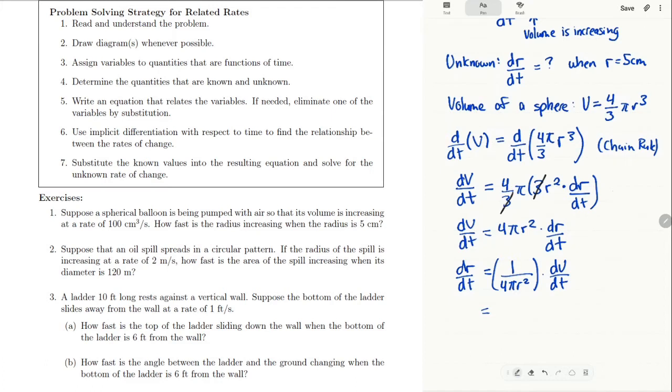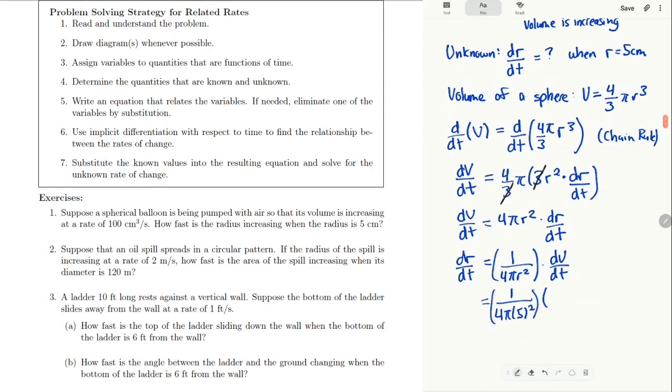So now we can substitute our given quantities to determine dr over dt when the radius is 5 centimeters. So that's 1 over 4 pi times 5 squared multiplied by dV over dt, which is 100. And this will simplify to 100 over 4 times 25, which is 100 pi. And this can be simplified to 1 over pi.